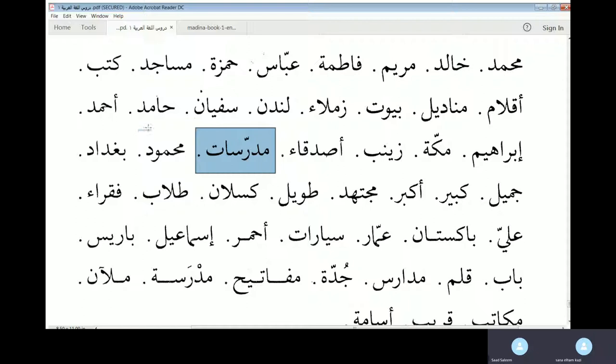Mudarrisatun, no reason, that's why we are using tanwin. And Muhammadu, Mahmudun is a proper masculine noun. Baghdadu is also a non-Arabic proper noun. Mujaddad. He went to Masjid.